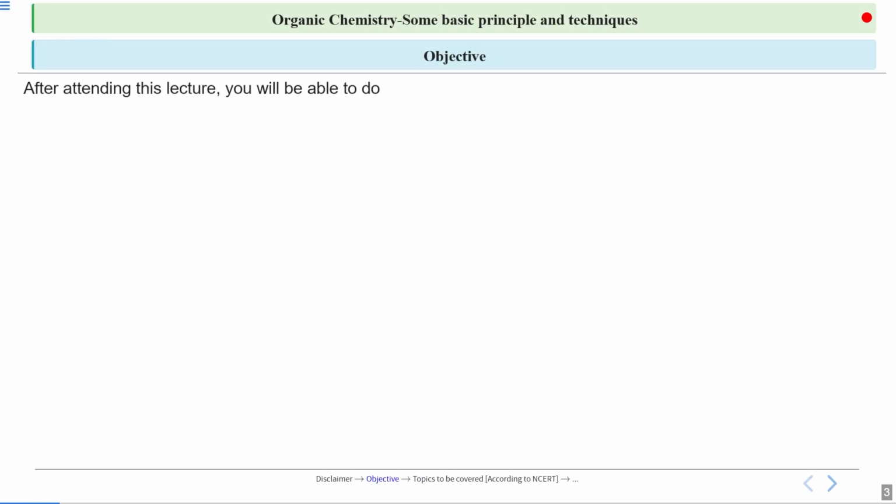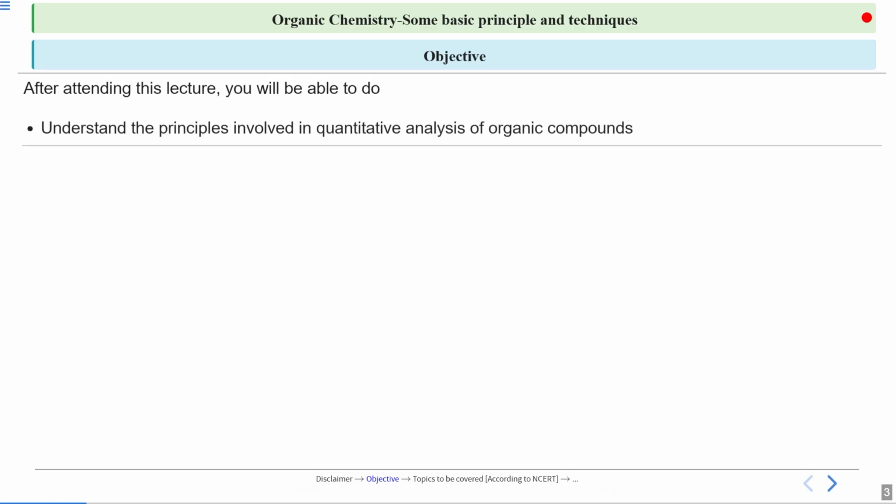Now in this class, your objective would be to understand the principle involved in the quantitative analysis of organic compounds. So we have already dealt with qualitative analysis, where we were concerned about the type of atoms present in the given organic compound. But in today's class, our objective would be to look at the quantity of those atoms present in the given organic compound.